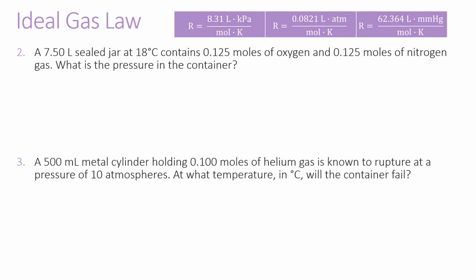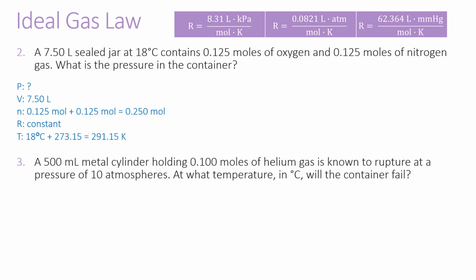The next question is an ideal gas law problem. So we have a 7.50 liter sealed jar at 18 degrees Celsius with 0.125 moles each of oxygen and nitrogen. What is the pressure in the container? So we're going to use PV equals nRT, and we're solving for P.